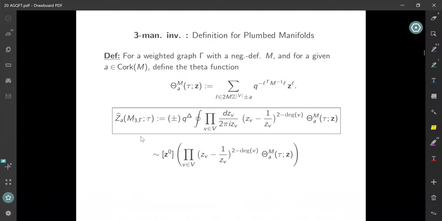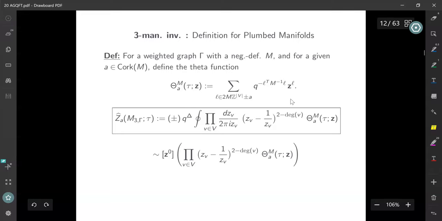Okay, so that's, if you want, the motivation of why we expect a three-manifold invariant labeled by this set that's just given by the cokernel. So now I give you the actual definition. It goes as follows. For a plumbed manifold, which moreover satisfies an additional property, namely that the adjacency matrix M should define a negative definite space, then for a given element of the cokernel, we can define the theta function.